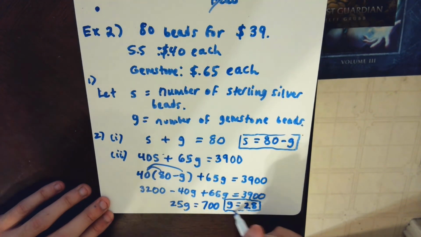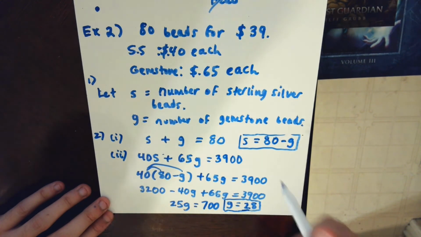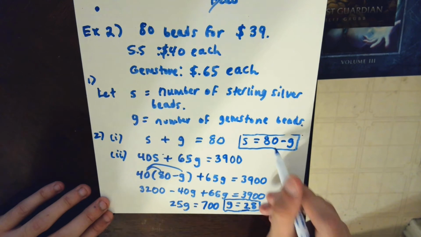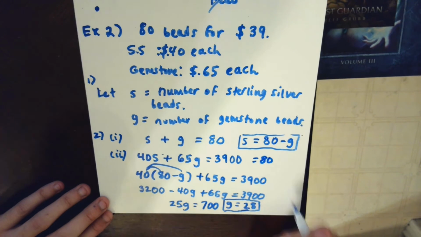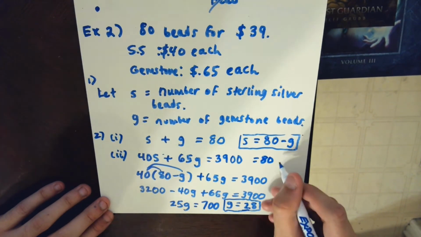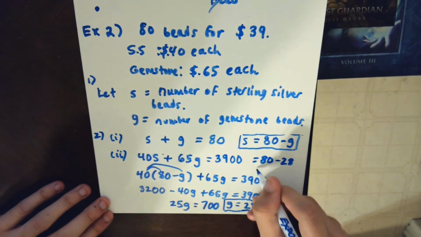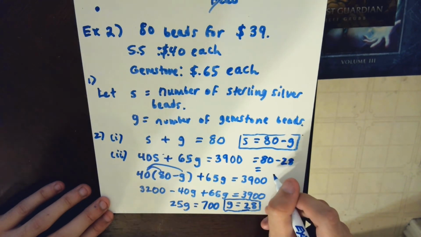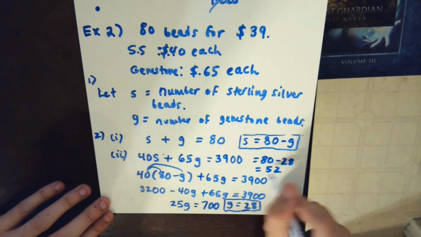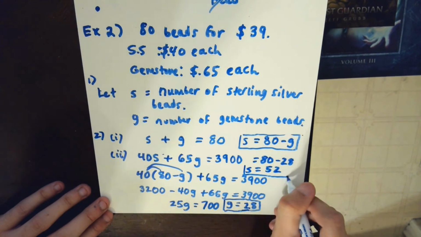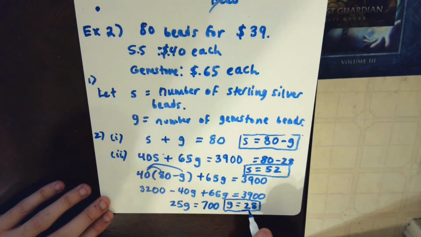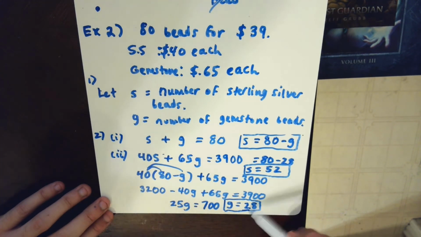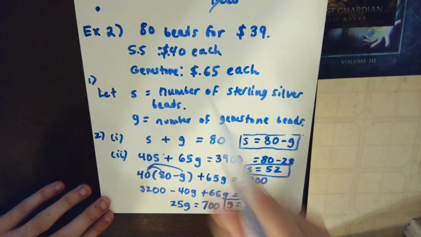And then just remember that to find out S, we just need to do 80 minus G. So it's very immediate here now. S is equal to 80 minus G, which we just found G to be 28. So S is 80 minus 28, which leaves you with, what's that, 52. So we get that S is 52. So we need 52 sterling silver beads, and we need 28 gemstone beads in order to have a total of 80 beads. That checks out. 52 plus 28 gives you 80.